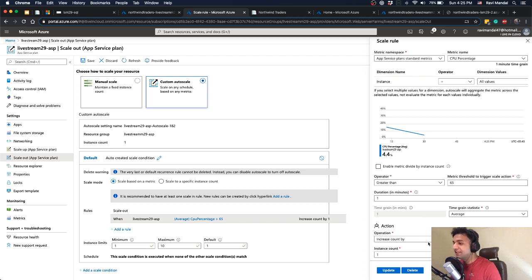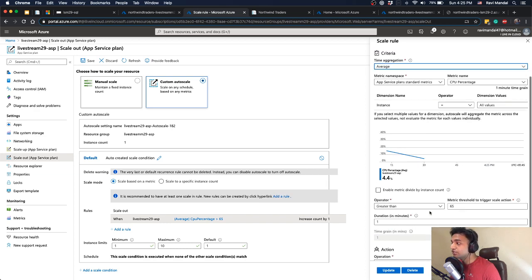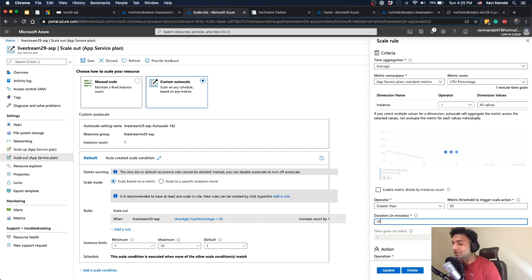But this is very aggressive scaling. This is just for demo purposes. What you should do is look at the metrics for at least maybe 10 minutes. If you set it up to 10 minutes, it will look at the data points for 10 minutes and only then decide if you need to scale or not.